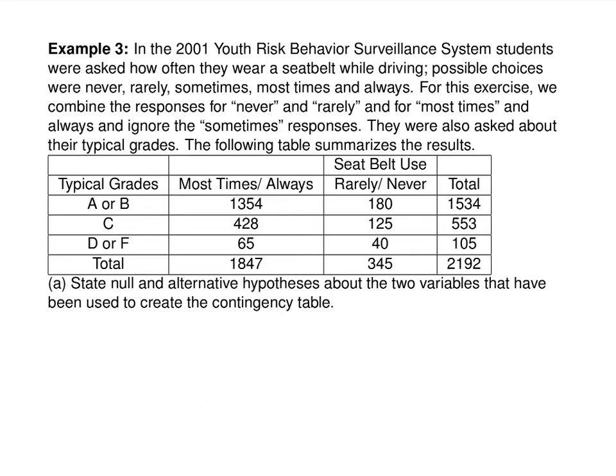Okay, next we have a table that's a little bit bigger than what we usually use. So let's see how this is different. And in principle, it's not, it's just more tedious. So first, we have the 2001 Youth Risk Behavior Surveillance System. Students were asked how often they wear a seatbelt while driving. Possible choices were never, rarely, sometimes, most times, and always. For this exercise, we combine the responses for never and rarely, and for most times and always, and ignore the sometimes responses. They were also asked about typical grades. So here's a table that summarizes the results.